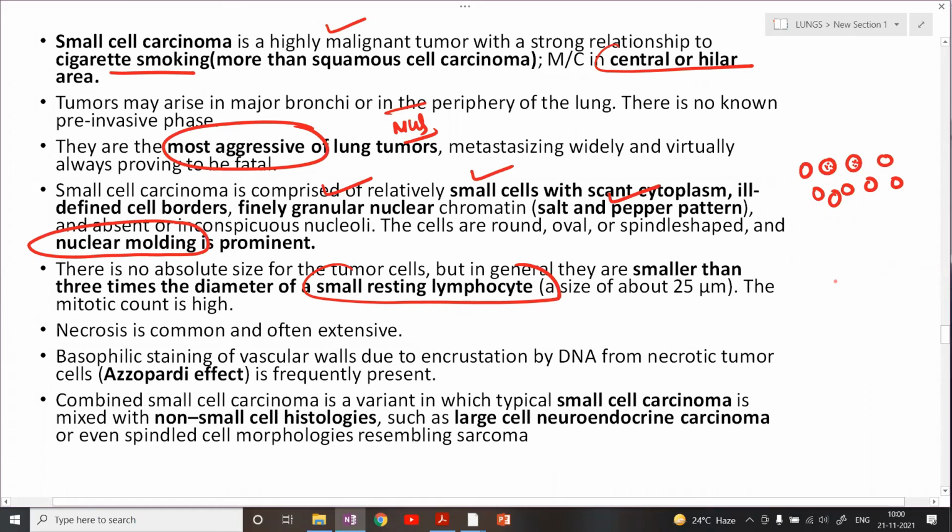Now, what is the meaning of this? So for example, if a nucleus is lying down over here, another nucleus is going to take the shape of this. This is called nuclear molding.